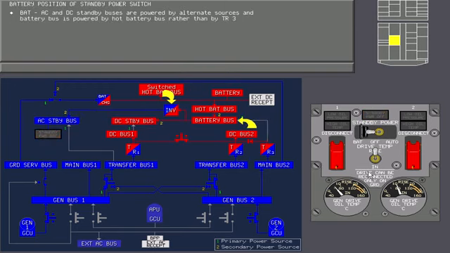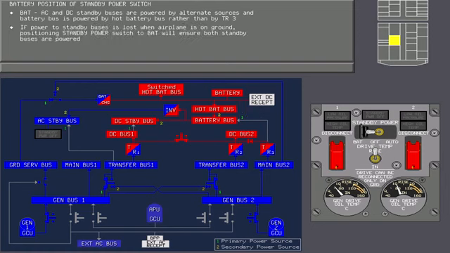When the standby power switch is in the battery position, the AC and DC standby buses are powered by their alternate sources. And the battery bus is powered by the hot battery bus rather than by TR3, regardless of how TR3 is. If power to the standby buses is lost when the airplane is on the ground, positioning the standby power switch to the battery position will ensure both standby buses are powered.